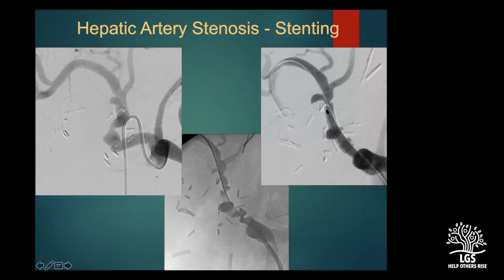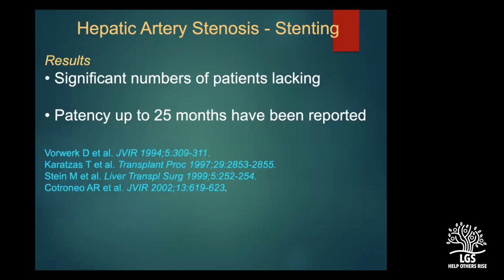So this is a stent which is deployed for stenosis, especially if it is so ragged like this. Angioplasty is not going to work. If it is ragged, then we need to make sure that this whole thing looks defined, and for that, a stent needs to be placed in such cases of hepatic artery stenosis.